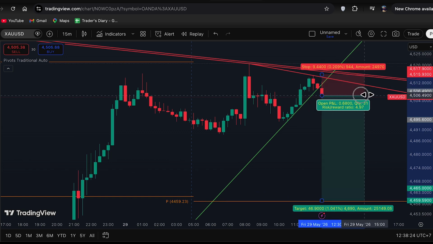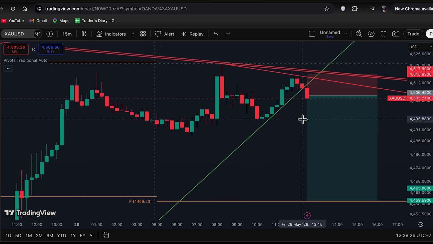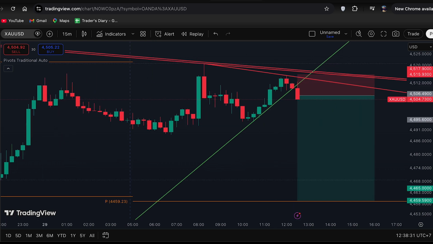Okay guys, I have placed my trade. It's 12:30. Simulation of a sell trade for 0.5 lots.